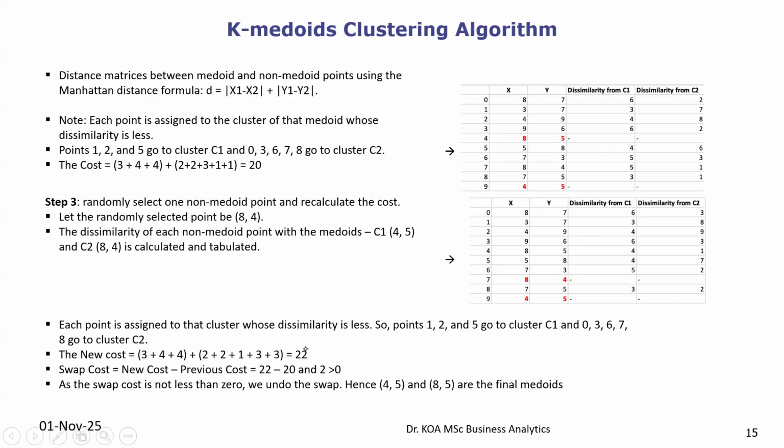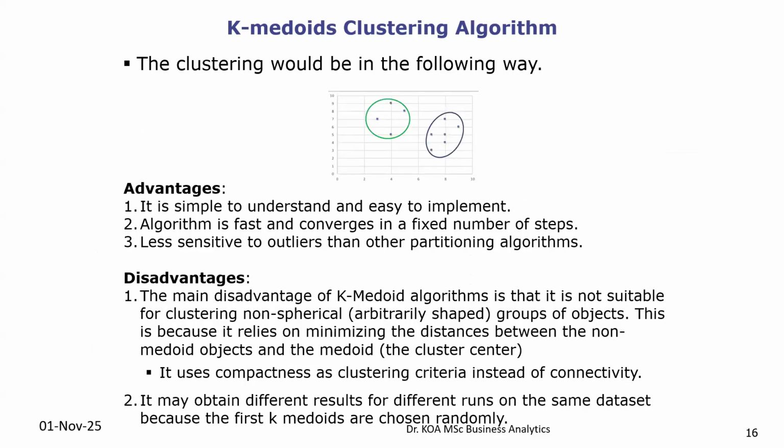Then you swap. And when you swap, you calculate the difference between the new cost and the previous cost, which is 22 minus the previous one, which is 20, and that will give you 2, which is positive. Now you can see that the swap cost is not less than 0. So you will undo the swap, and therefore the 4 and 5, and then the 8 and 5 are the final medoids. Now, when we come to the software calculation, you will see that this is fairly simple.